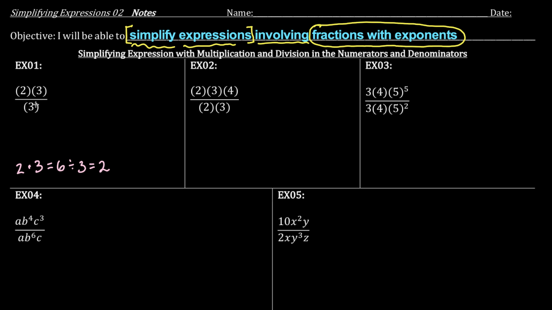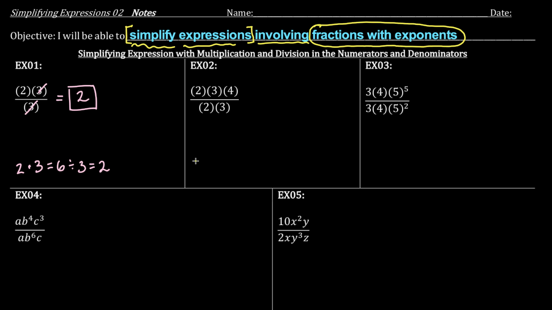So what you do is, you see this 3? You can do this 3 divided by 3, and you get 1. And 2 times 1 is just 2. That's it. Let's look at this one.